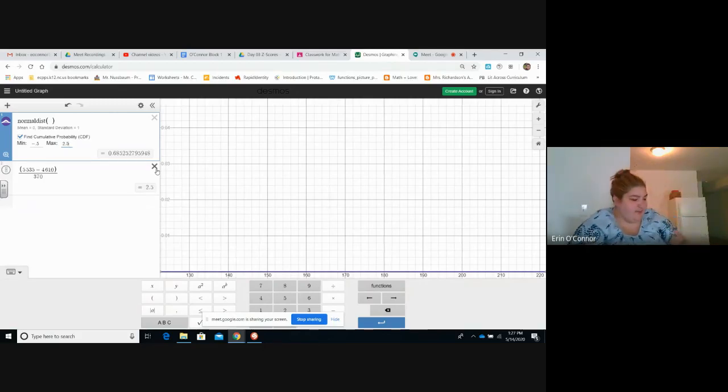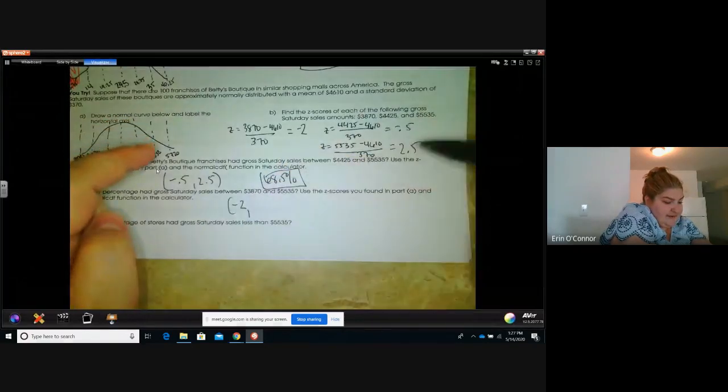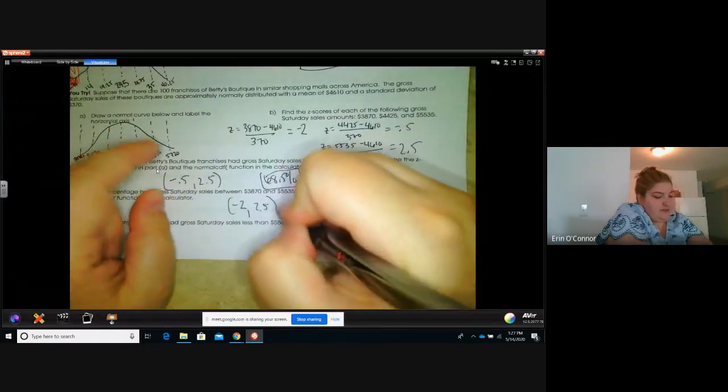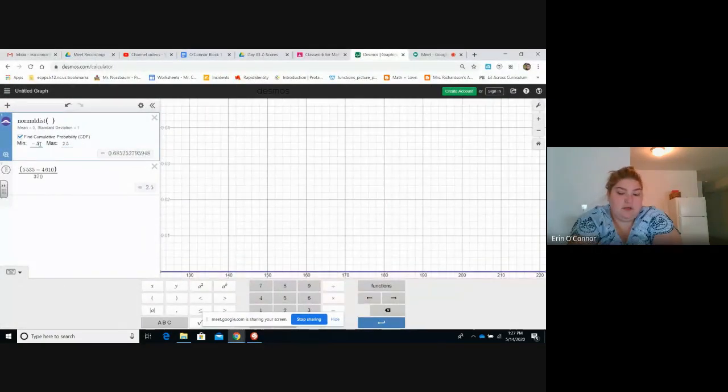Okay, for the next one. What percentage had gross Saturday sales between 3870, the first z-score we found, or negative 2, and 5535, which is 2.5? So between negative 2 and 2.5 is 97.1%.